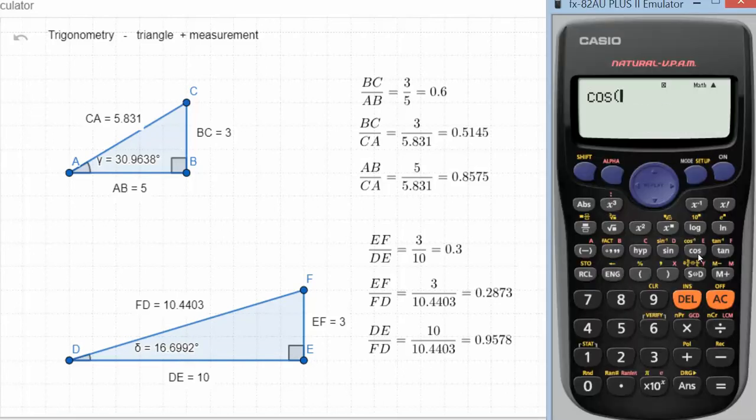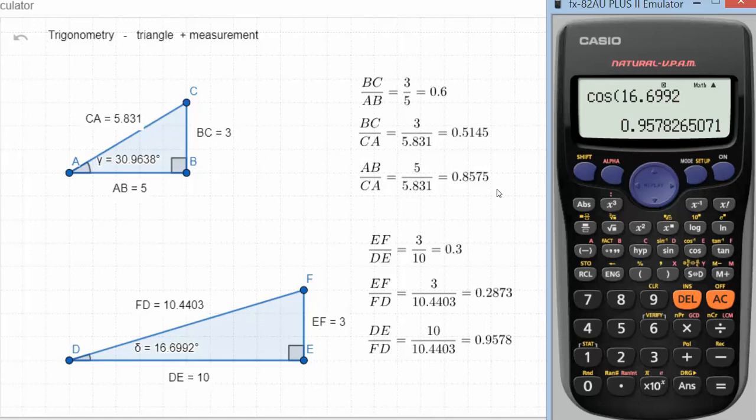If I go sine, 16.6992, I get 0.28 something, so that's that one there. And then finally you can check the COS ratio for 16.6992 is 0.9578. Okay, so that's the basic introduction to trig.